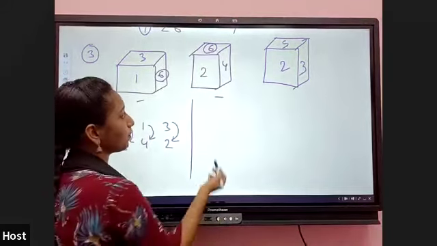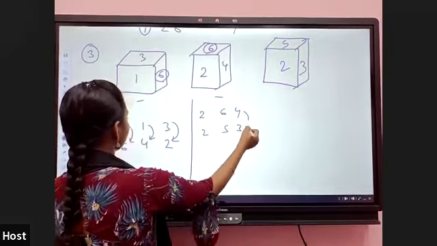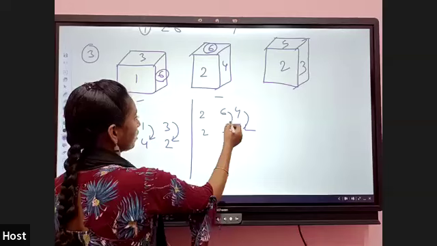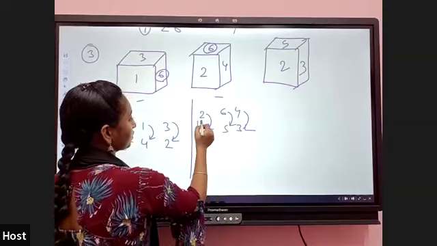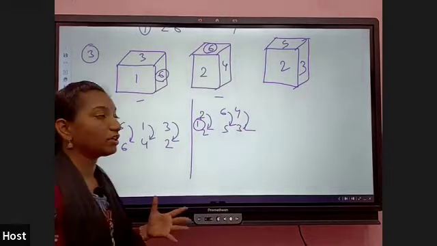In the 2nd and 3rd dice, the common number is 2. 2, 6, 4, and 2, 5, 3. So 4 is opposite to 3, 6 is opposite to 5, and 2 is opposite to 1. So you can find it from any two of the dice.